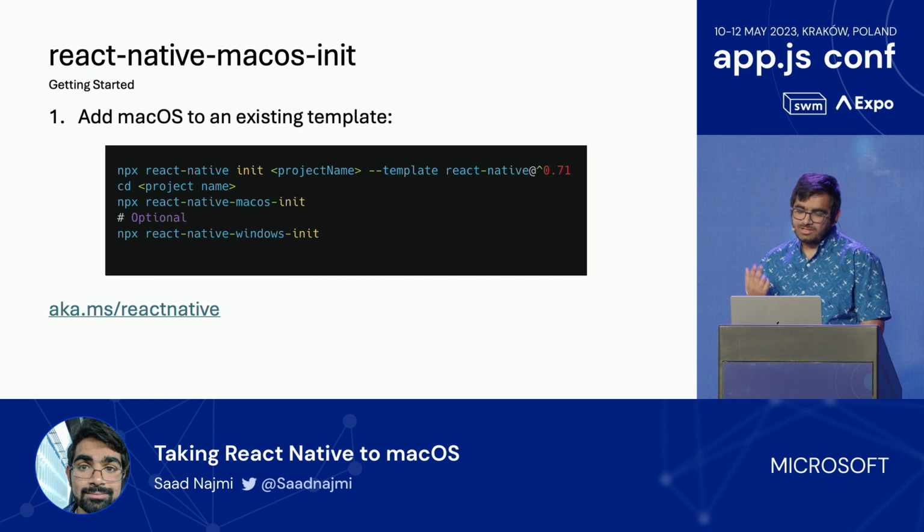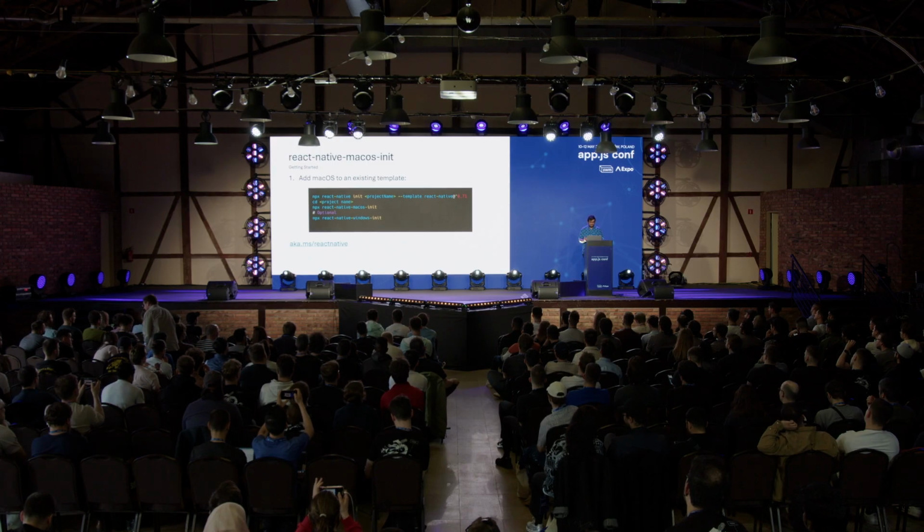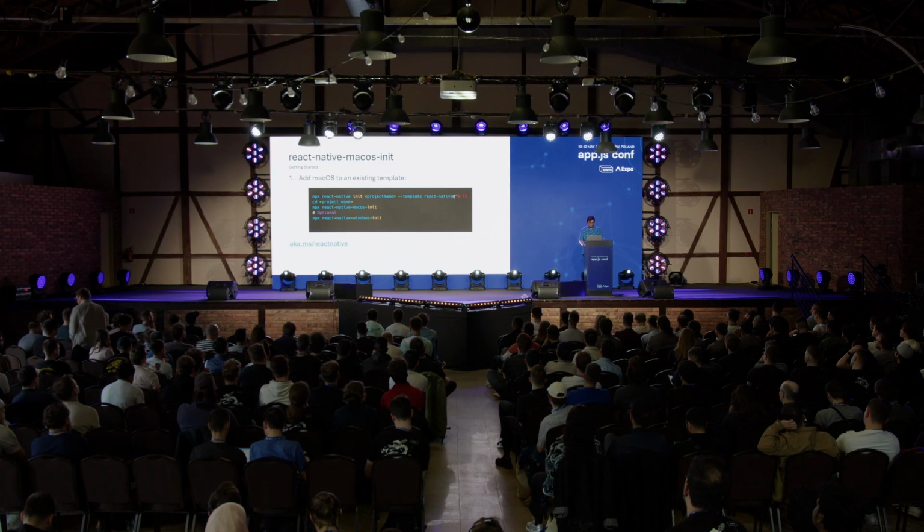And at this point, if you're feeling fancy, you can also run react-native-windows-init. It's almost like those two commands are meant to be used with each other. And that will get you the boilerplate code for a Windows project. We have the instructions for how to run this on aka.ms/reactnative.